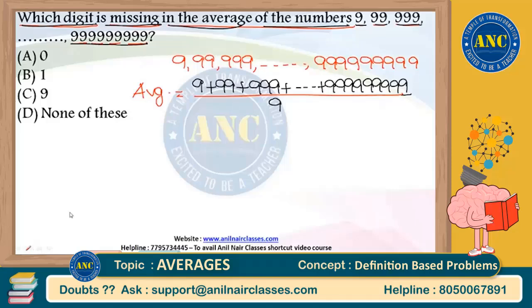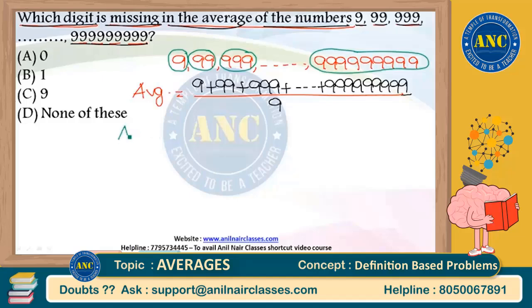Sir, how did you identify that there are 9 terms in this series? It's very easy, sir. Can I say that if it is the first term, it will be having only 1 nine. Second term, 2 nines. Third term, 3 nines. If there are 9 nines, it should be the 9th term, right?